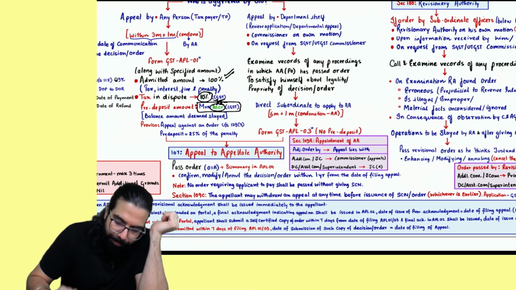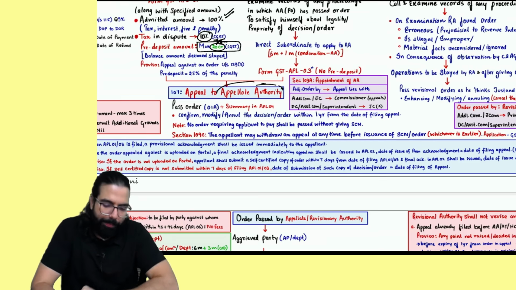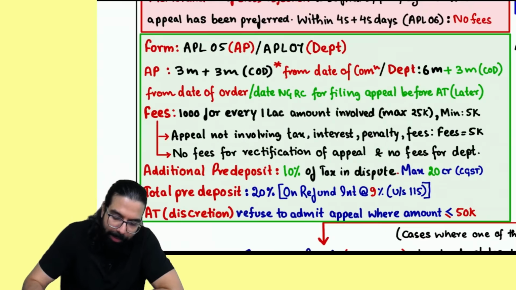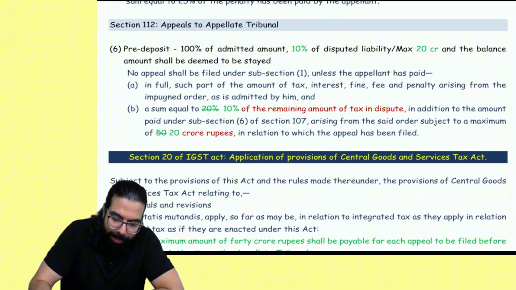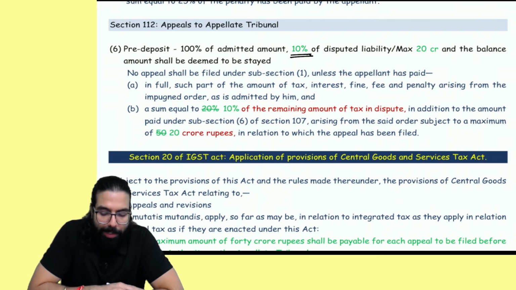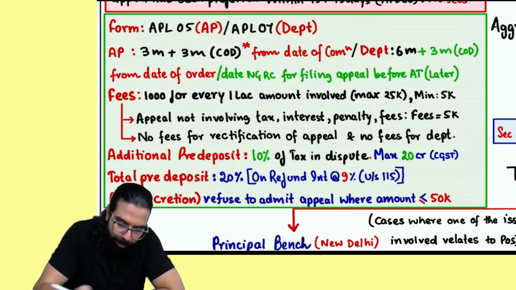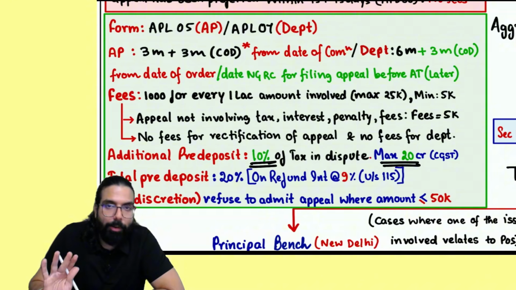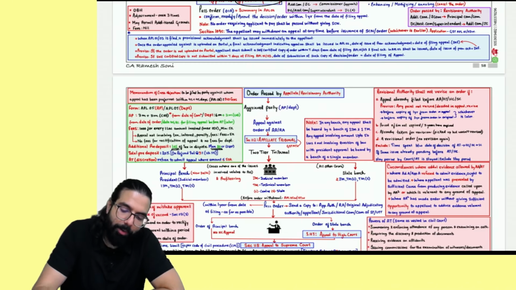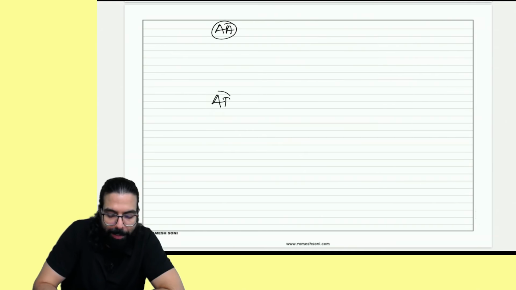Okay? If after the appellate authority I am going to the appellate tribunal, listen to me very carefully. When you are going to the appellate tribunal, it was 20% over here. Now they have gone ahead and made it 10% only. Pre-deposit, how much, everyone? 10%. It was 20%, now made 10%. But the maximum is 20 crore. So see, 20% has been made 10%. And the maximum is 20 crore. So, sir, if you are going for appeal to the appellate authority, then you will go to the appellate tribunal.